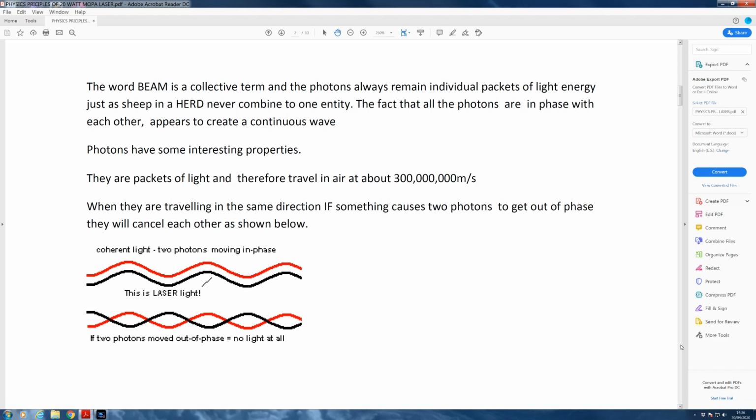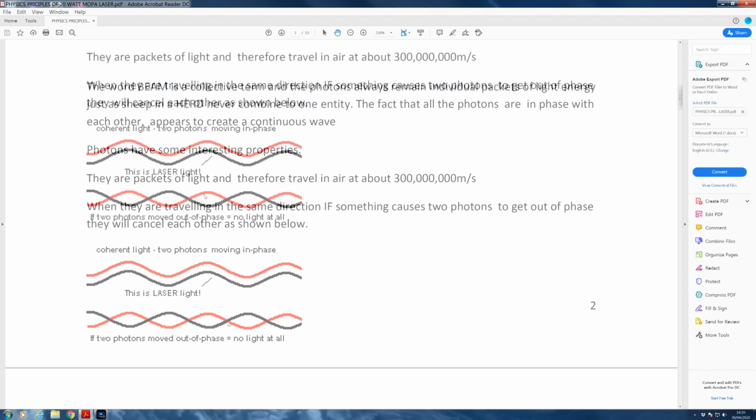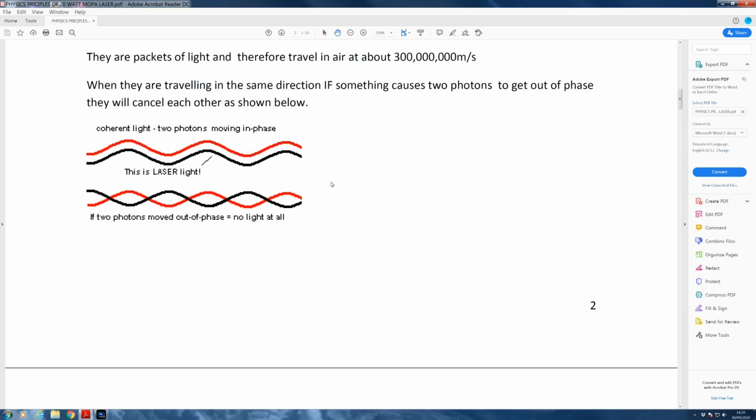For example, a sheepdog herding the sheep will move the sheep. Regard the sheepdog, if you like, as an external influence. But it's affecting the whole of the wave. It's not just affecting one sheep. When they're all travelling in the same direction as a laser beam, they technically should all be in phase. But if for some reason they get out of phase, then they will cancel and there will be no energy, no light. But we'll come back to this little subject here in a minute.